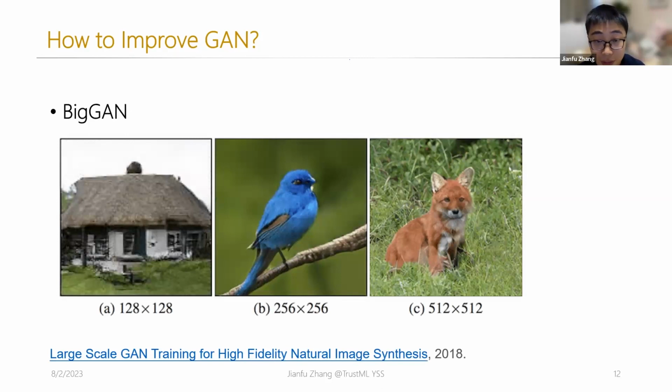BigGAN has successfully enabled the generation of high-resolution and high-fidelity images. This model's contribution lies in the thoughtful design decisions for both the architecture and training process.